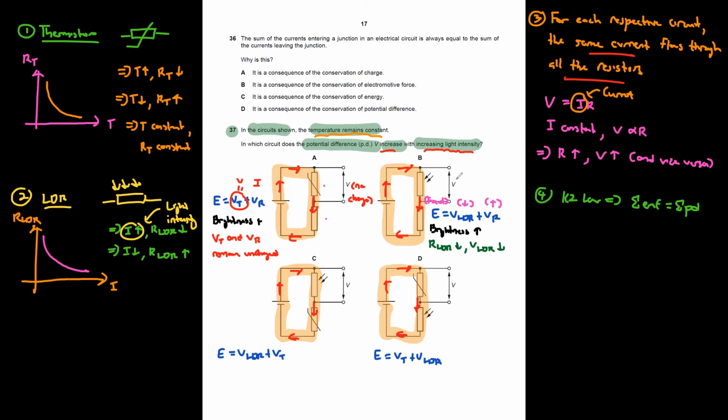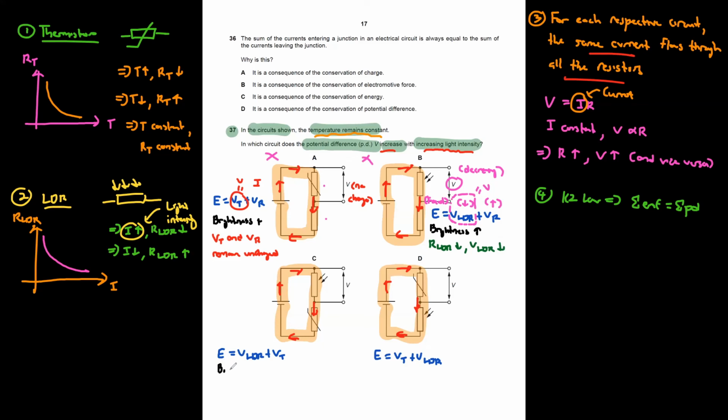Now your V here is actually measuring the voltage across your LDR. This is your V. So this one is actually decreasing. Your voltage value is decreasing. This is not what you want. A is out, B is out. So let's have a look at C then.